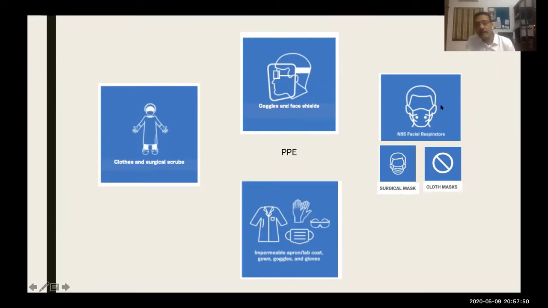Okay. Apart from this, you also have the mask. In the mask, most ideal is the N95. Next, in case you are only examining the patient, you can use the 3-ply surgical mask. Definitely, the WHO has not advised the cloth mask at all. So please don't think about the cloth mask at any point of time.